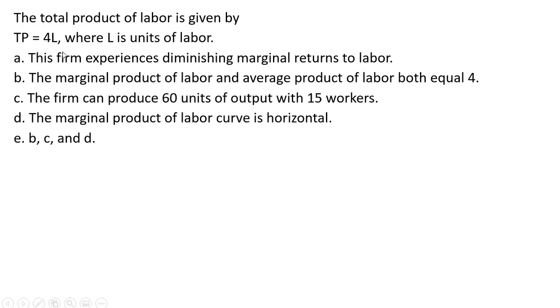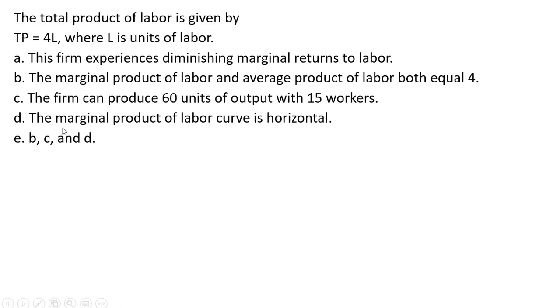So you could verify this. If we have 5 workers, output is 20. 20 divided by 5 means average product is 4. So answer choice B here is correct. The firm can produce 60 units of output with 15 workers. So 4 times 15 gives us 60 units of output, so that's correct.